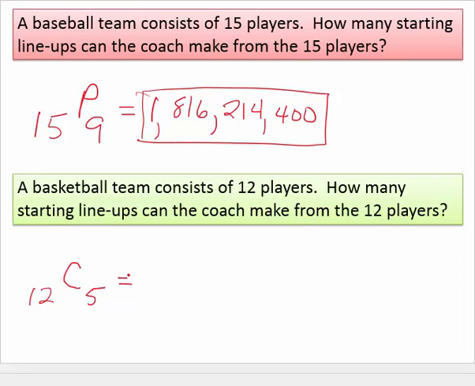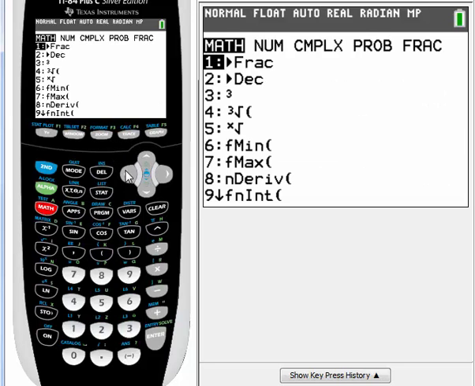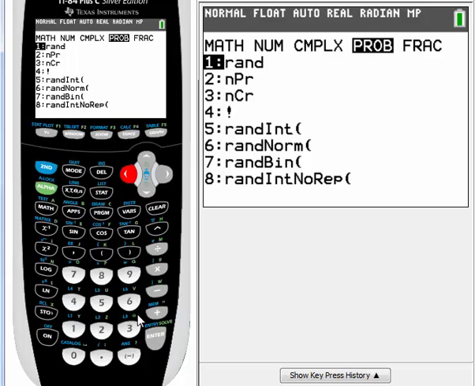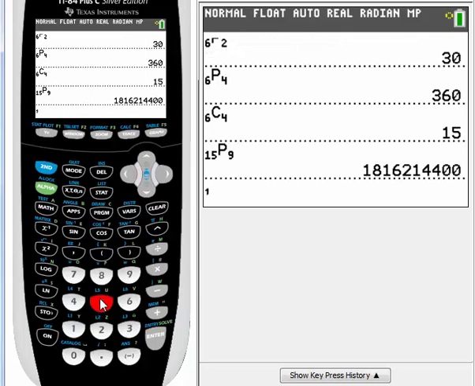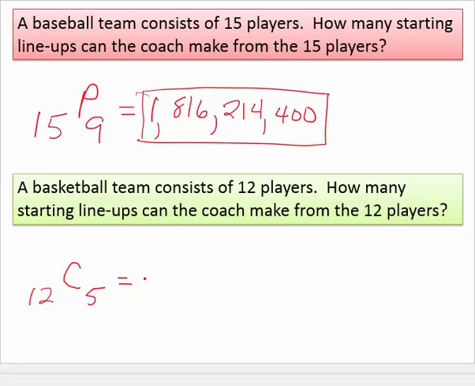So it's 12C5 because we're using combinations. Let's go to the math, over to probability. Combinations is option 3, 5, and 792 possible starting lineups. So you can see it makes a huge difference whether you're using permutations. Permutations give you way more options, or way more starting lineups, than combinations do.